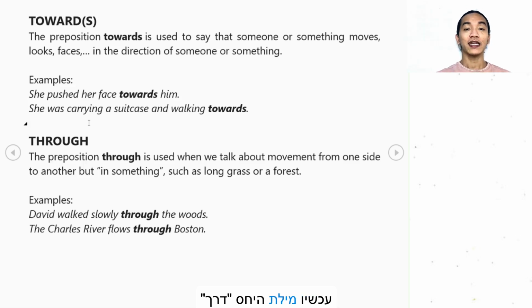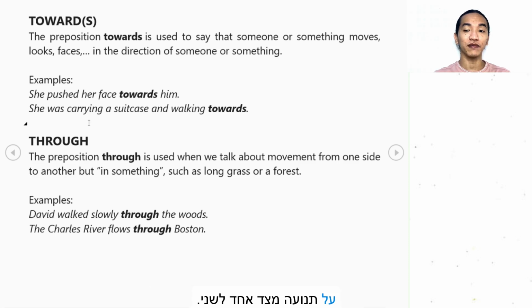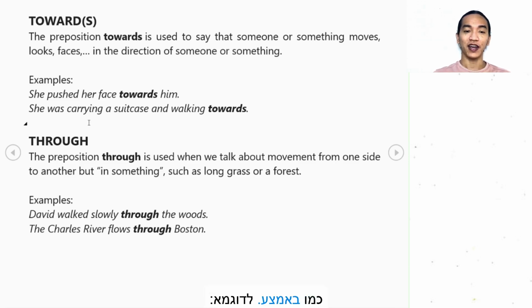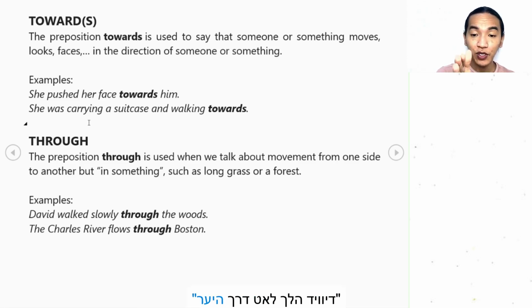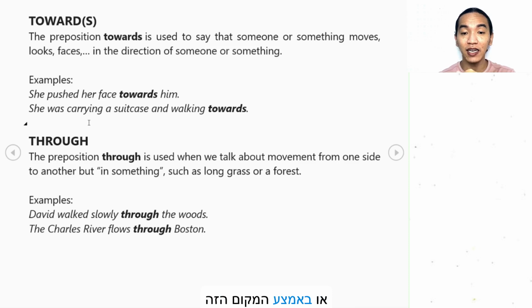Now, the preposition "through". The preposition "through" is used when we talk about movement from one side to another, but in something, such as long grass or forest, like in the middle of. For example, David walked slowly through the woods. So there is a sense of getting inside or in the middle of that place. The Charles River flows through Boston, in the middle of Boston.